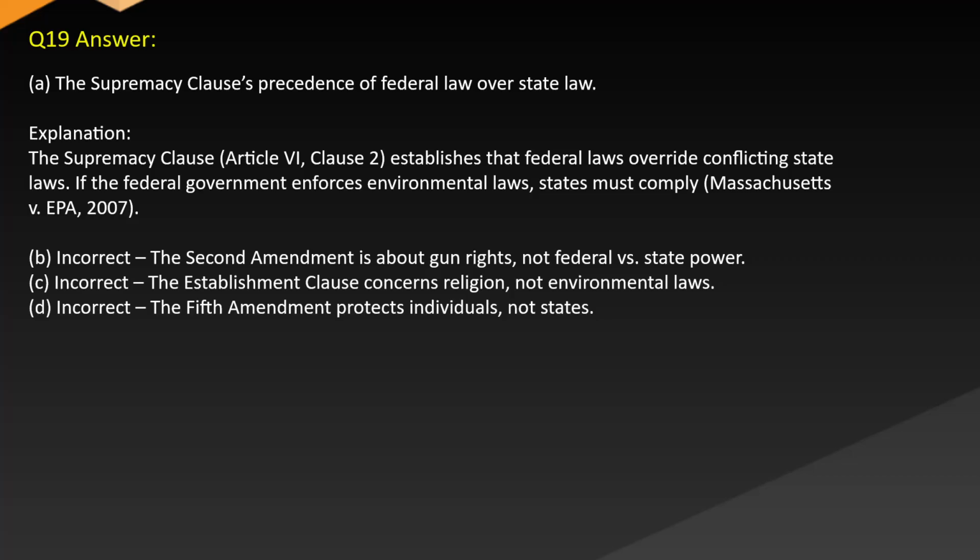Answer A. The Supremacy Clause's precedence of federal law over state law. Explanation. The Supremacy Clause, Article VI, Clause 2, establishes that federal laws override conflicting state laws. If the federal government enforces environmental laws, states must comply. Massachusetts v. EPA, 2007.